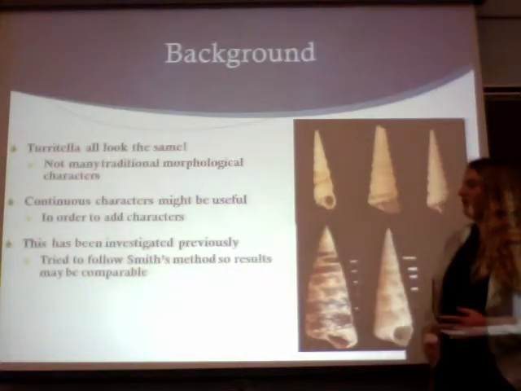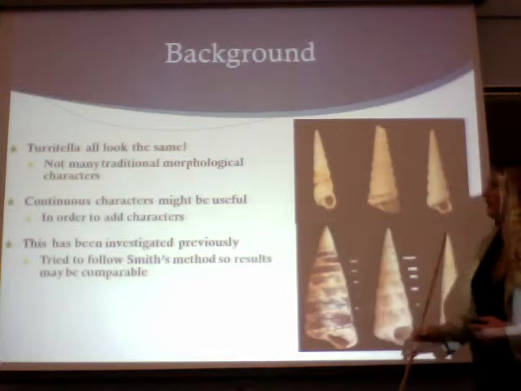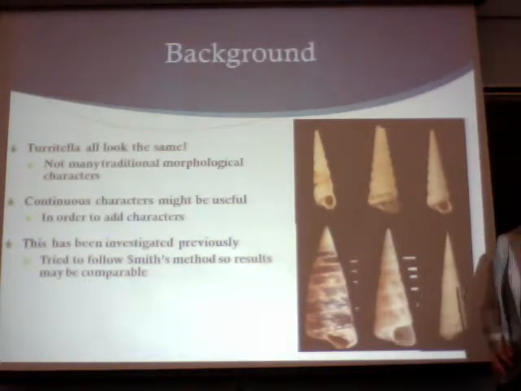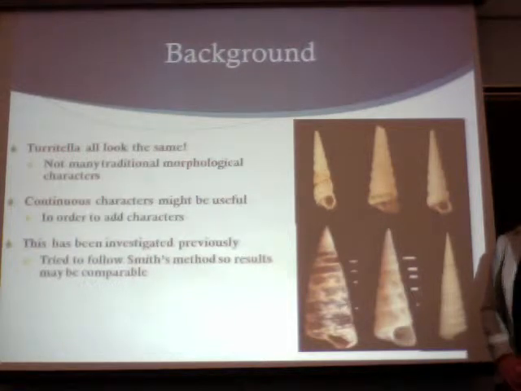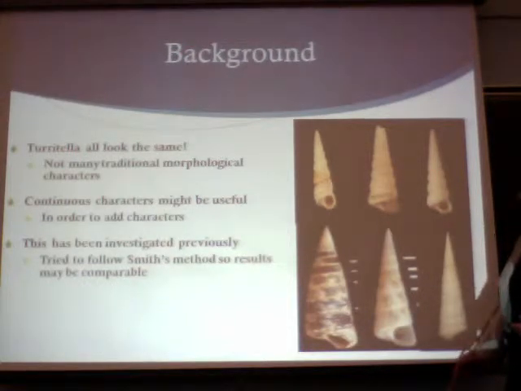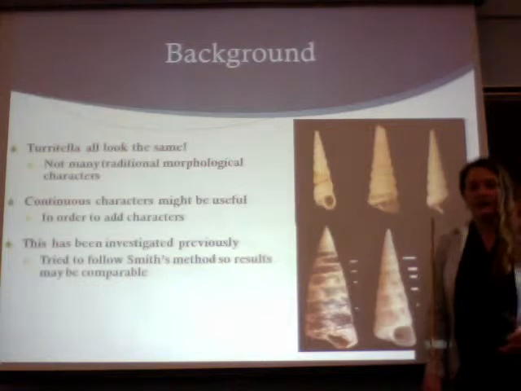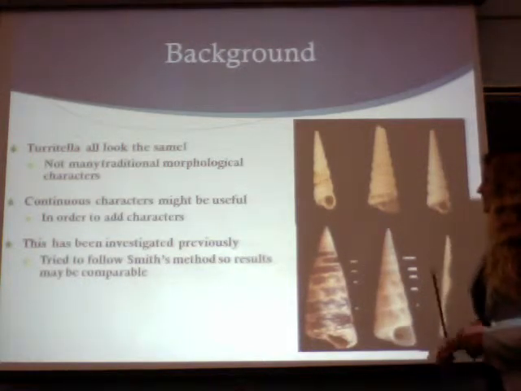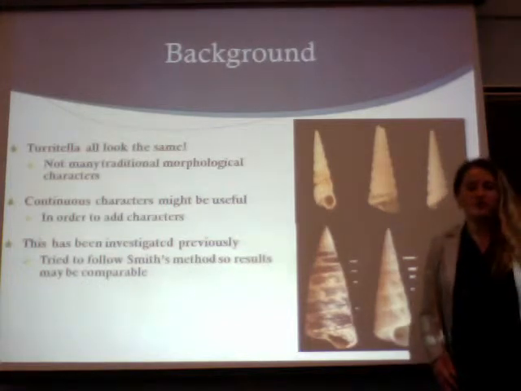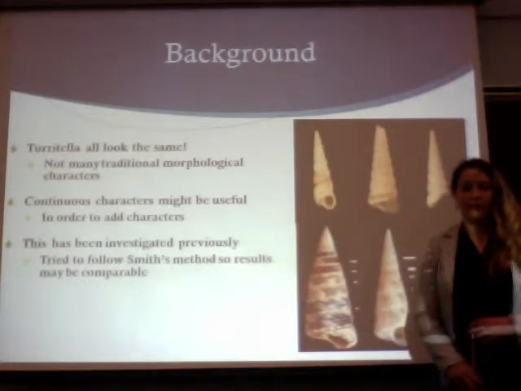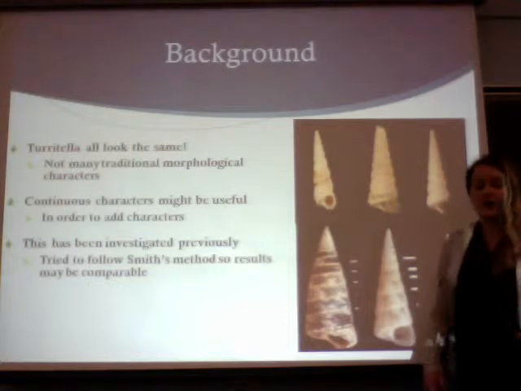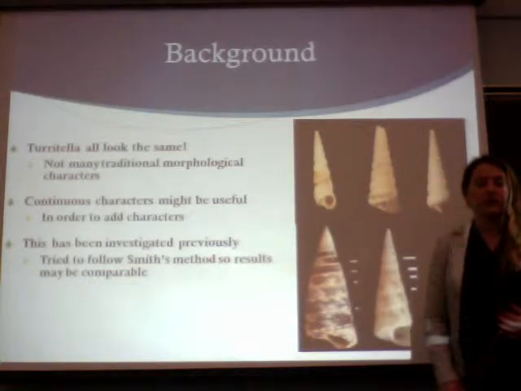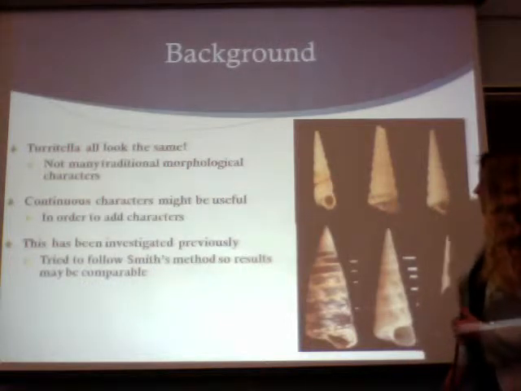Just a little bit of background. Turritella are a genus of snail found all over the world in all sorts of time periods, from the Cretaceous to the recent. And what's difficult about them is that they all look very similar to one another. So there aren't that many traditional characters to create phylogenies with. So we thought it might be useful to try to add continuous characters to the whole character set of Turritella.